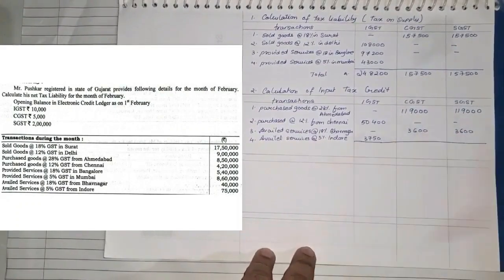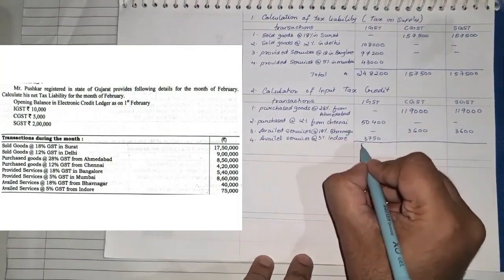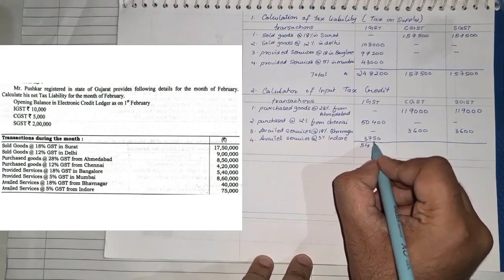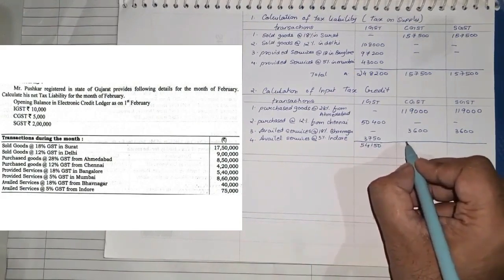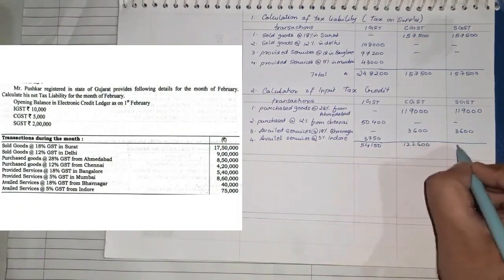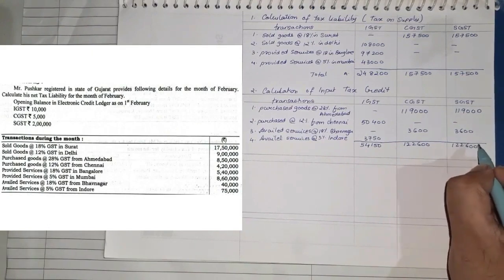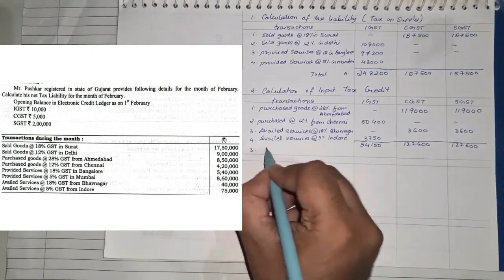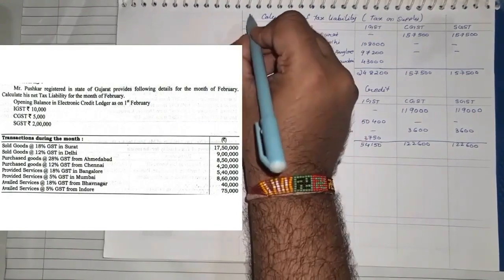Okay, when we add up, we get the value as the first one will be 54,150. For the second one, 1,22,600 and 1,22,600. Step number 3.